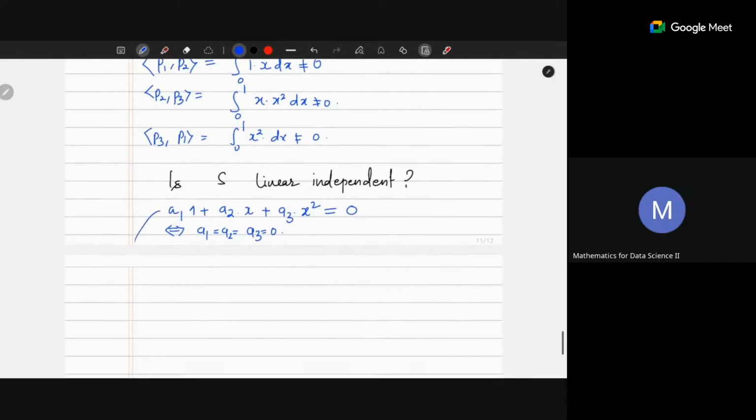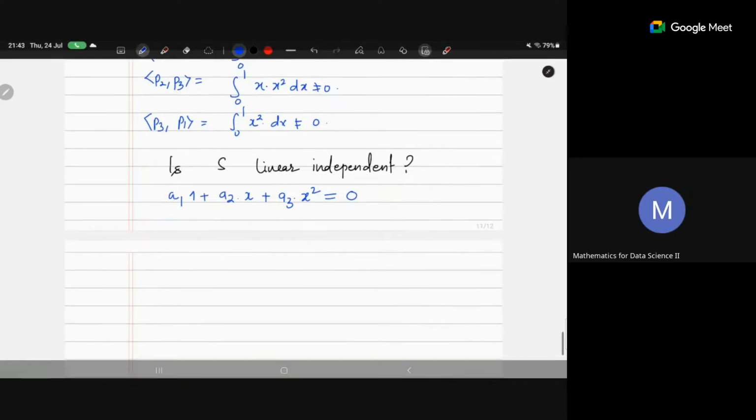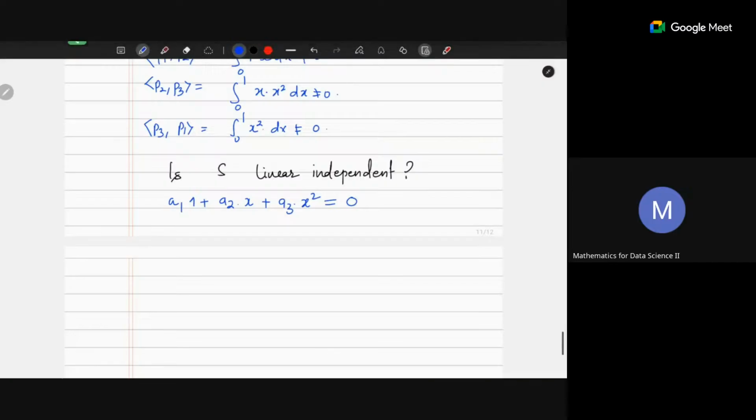So I start with the equation a1 plus a2 x plus a3 x squared is equal to 0. Now it is a polynomial that is equal to 0. When does a polynomial equal 0? If all of its coefficients are 0. So this implies that a1 equals a2 equals a3 equals 0. All right, so S is a linearly independent set.